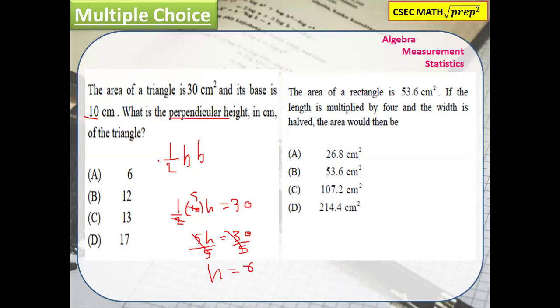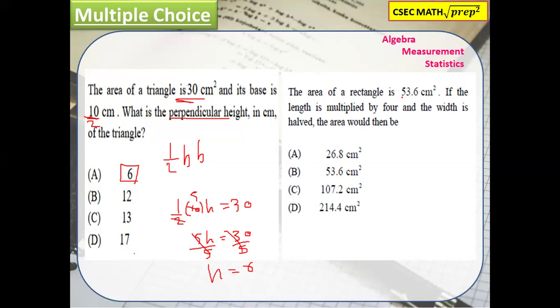What some people would do is they say, since the base is 10 and the formula is half base times height, half of 10 is 5. So 5 times which of these numbers would give me the 30? It would be the 6. Not hard at all.